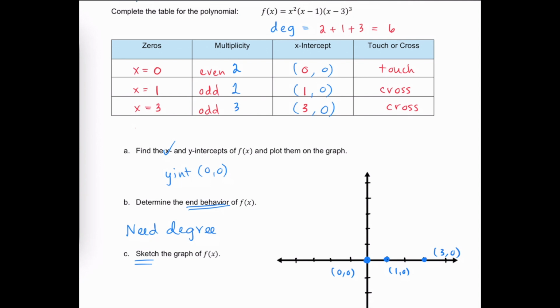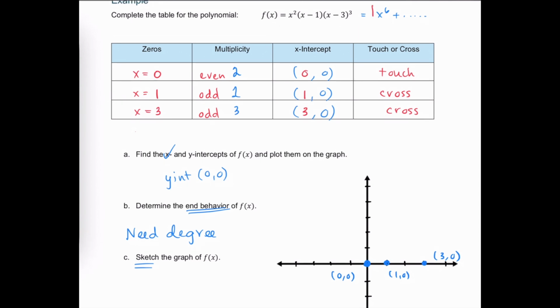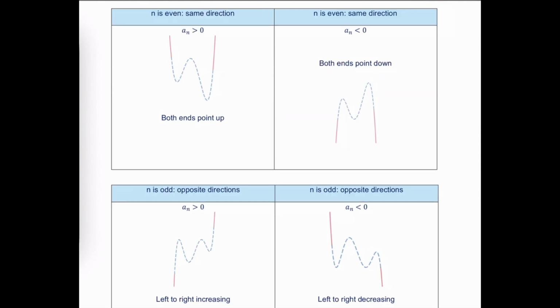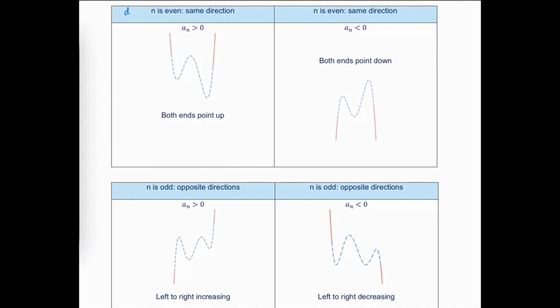So this is going to end up being a 6th-degree polynomial. Once we multiply all this out, the leading term is going to be x to the 6th, and then the rest of the terms would need to be calculated. But to determine the end behavior, we really only need that leading term. So we know that the degree of the polynomial is 6, and we know that the leading coefficient is positive. It's a positive 1. Now let's come back down here and remember what the end behavior will be for a polynomial function whose degree is an even number.